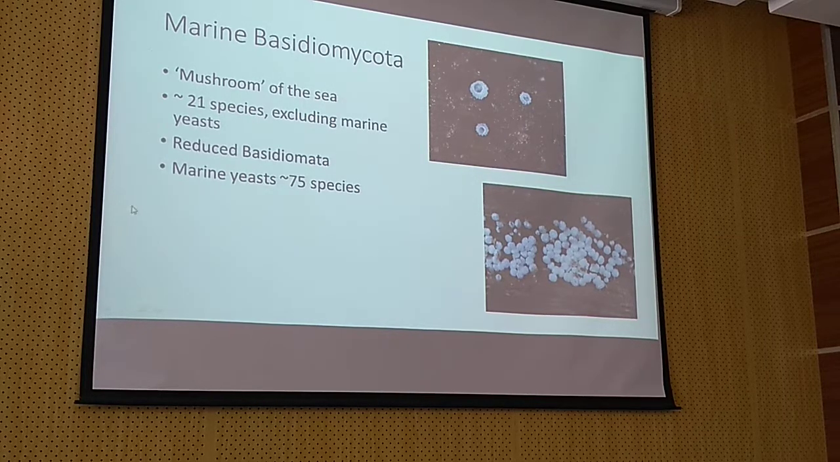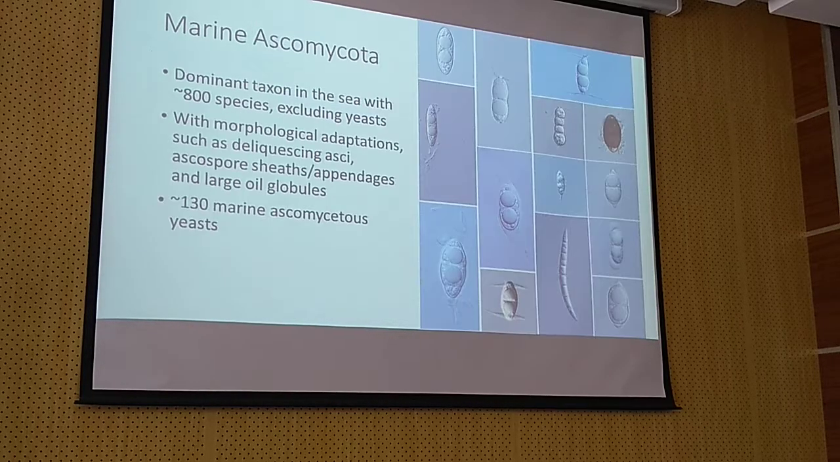And in the marine environment, there are quite a number of yeast. There are about 75 species of yeast in the marine environment that belong to the Basidiomycota. So the mushroom, there are quite a number of mushrooms in the sea. The main group in the sea is the marine Ascomycota, okay, which means that they form asci, which I told you include 冬虫夏草 and also the truffle. Okay, there are about 800 species, okay, and there are about 130 species of yeast in the marine environment as well. Okay, for this group has been studied quite extensively.